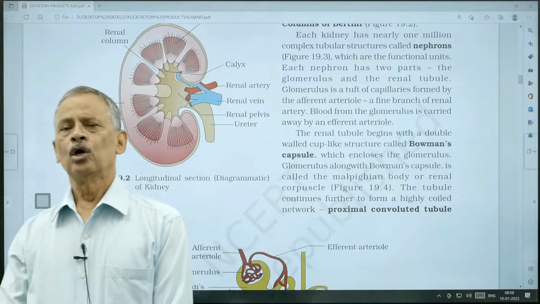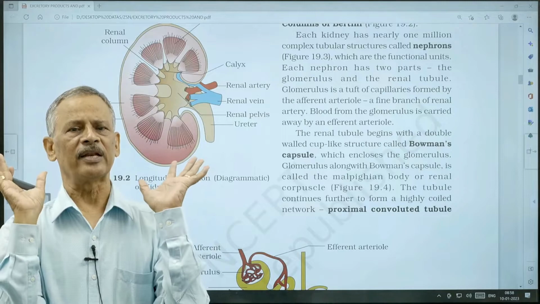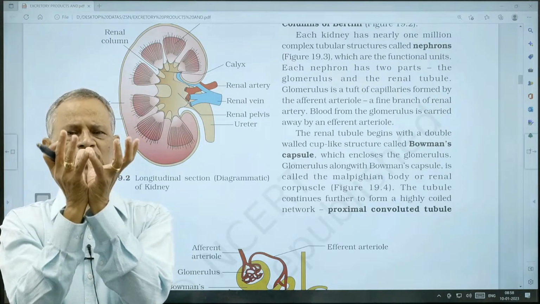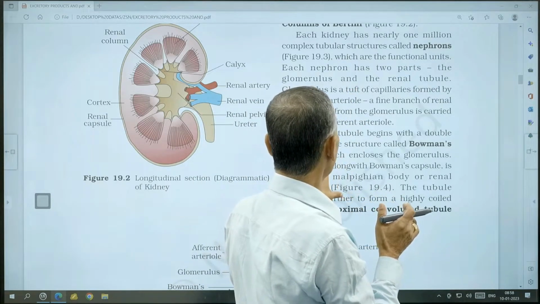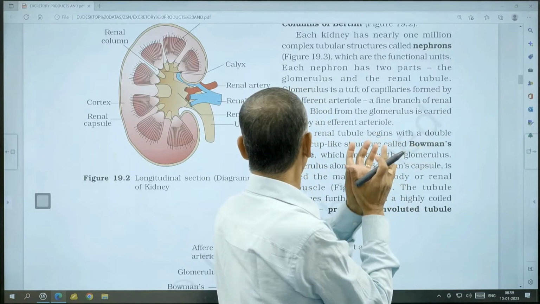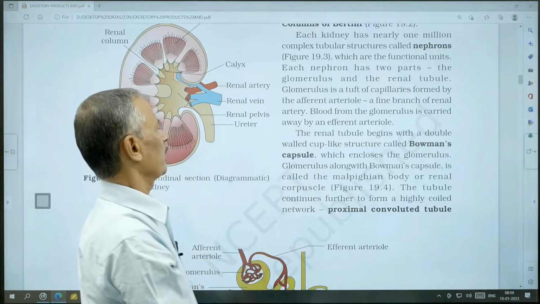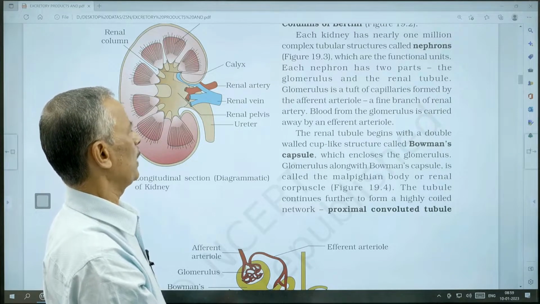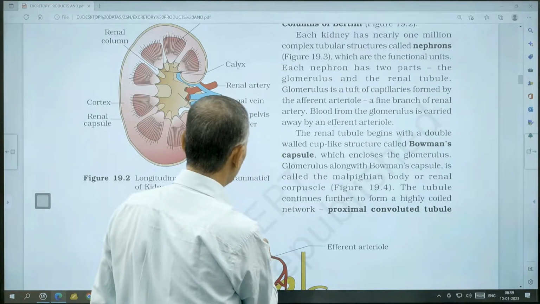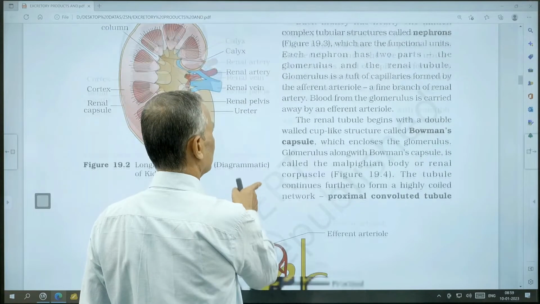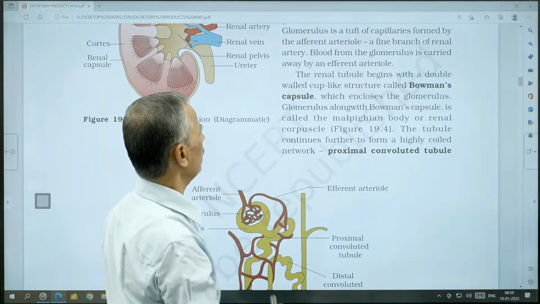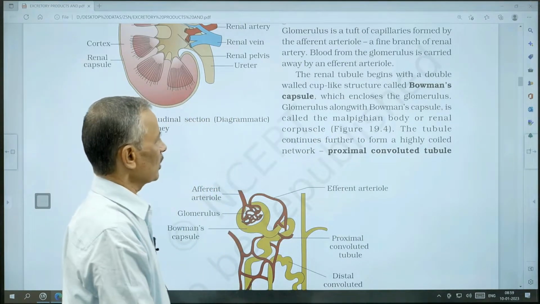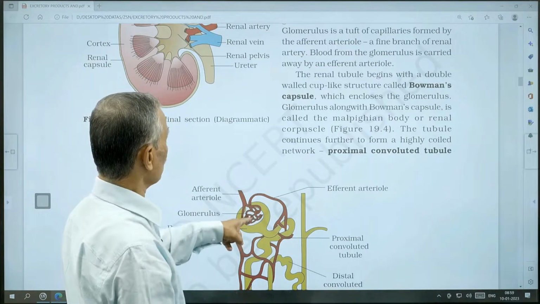What is the glomerulus? Glomerulus is a knot of fine capillaries, a network of fine capillaries, which is remaining inside the first part of the renal tubule. The first part of the renal tubule is a cup-like double-walled structure called Bowman's capsule. Now, it is within the cavity of that cup that the glomerulus is kept. So the glomerulus along with the Bowman's capsule together is called the Malpighian body or renal corpuscle. This is the first part of the renal tubule.